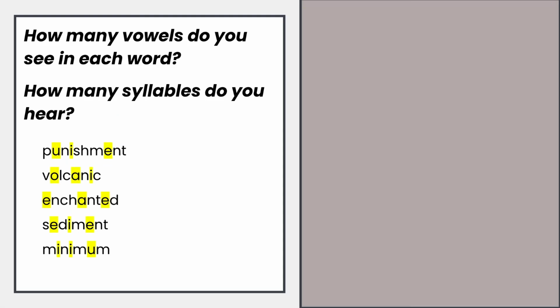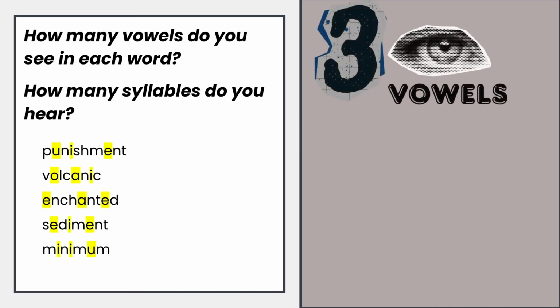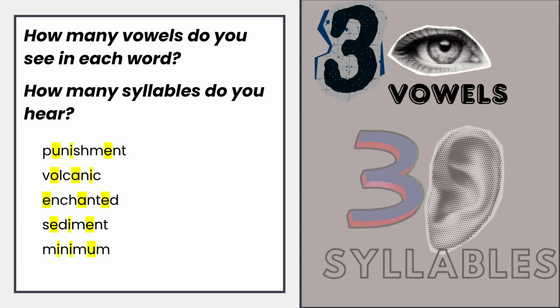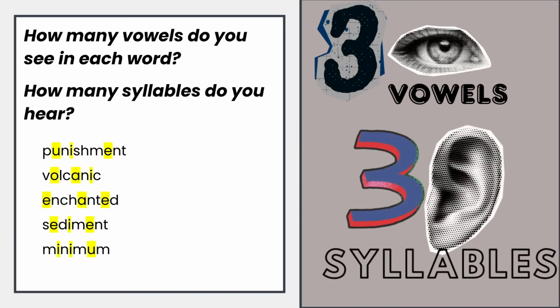How many vowels do you see in each word? How many syllables do you hear? Punishment, volcanic, enchanted, sediment, minimum. If you said that you see 3 vowels and you also hear 3 syllables, you are correct.